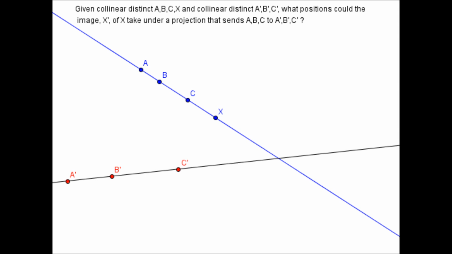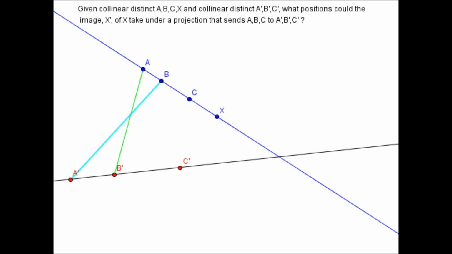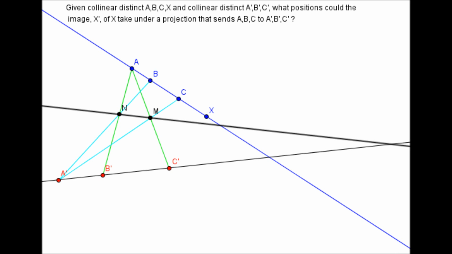And to make this line, we can look at the point where A dash B and A B dash meet, that'll give us 1 point on this intermediary line. And we get another point by, let's say, looking at where A C dash and A dash C meet. So that gives us 2 points. We rule a line through those 2 points, and that gives us our intermediary line.